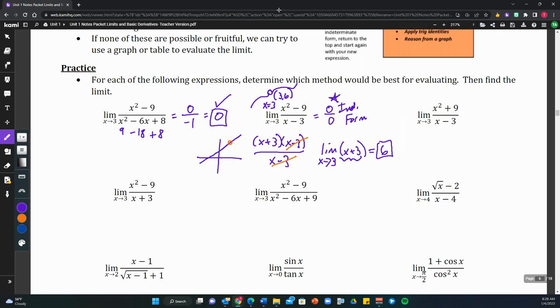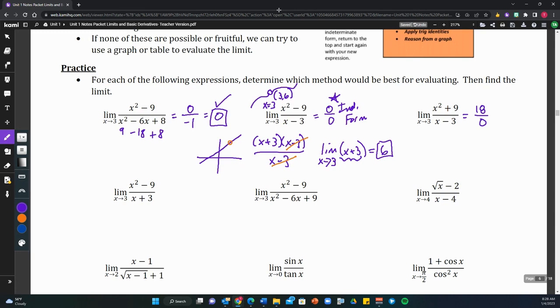All right, next one. Limit as x approaches 3 of x squared plus 9 over x minus 3. Notice the similarities between these first three functions, okay? But again, direct substitution. For the numerator, I get 3 squared plus 9. That gives me 18. And the denominator, 3 minus 3, gives me 0.